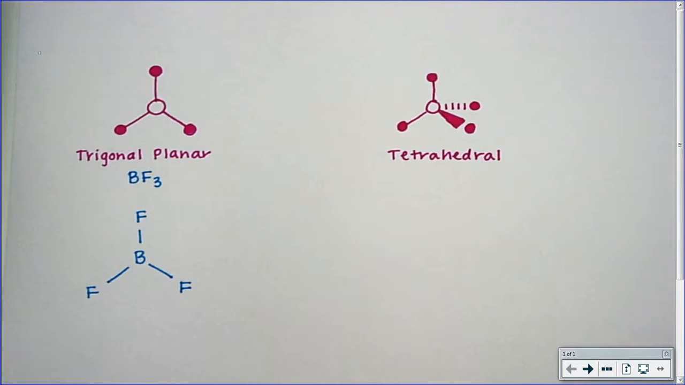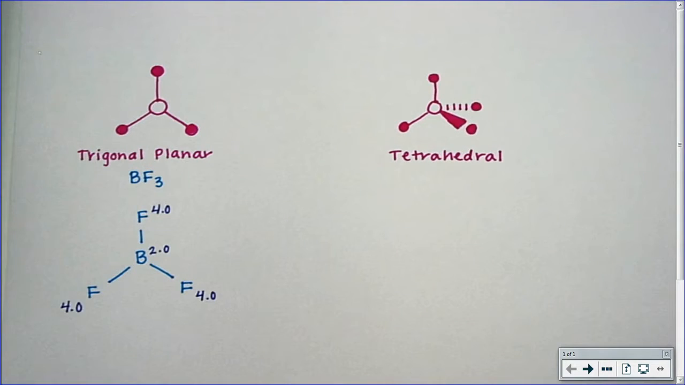So the next step that we need to do is look at our electronegativity values and write down what the electronegativity is for boron and fluorine. Looking those up, boron has a value of 2.0 and every single fluorine has a value of 4.0. Anything that is greater than or equal to 0.4, when you do the difference between the two atoms involved in the bond, we can say that we have some type of polarity.